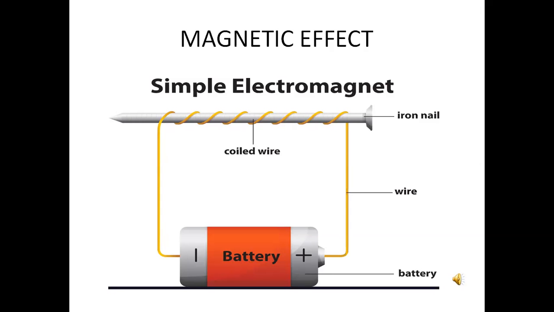In a simple electromagnet, a battery is connected to a coiled wire wound around an iron nail. When the current passes through the wire, the iron nail becomes a magnet. That is called an electromagnet.